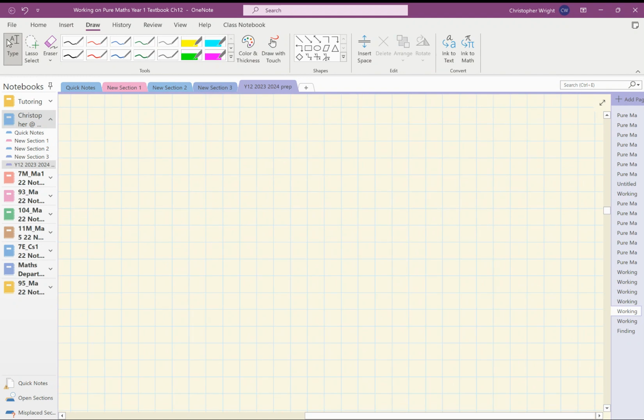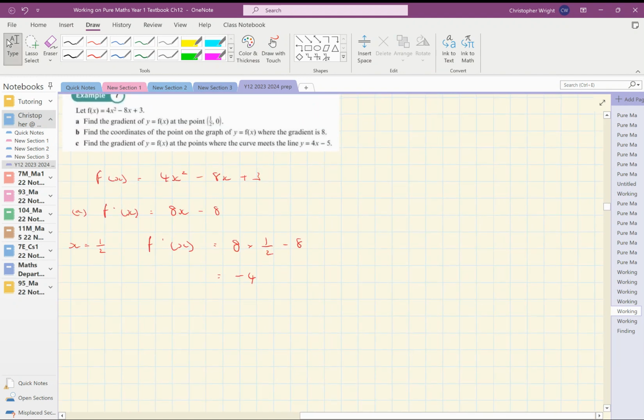Right, part B. Find the coordinates of the point on the graph where the gradient is 8. Right, well, this is the gradient function here. And so I want to know what value of x gives me a gradient of 8. So what value of x makes the gradient function equal 8? So I'm going to solve that equation. Plus 8 to both sides. And lo and behold, when x is 2, the gradient is 8.